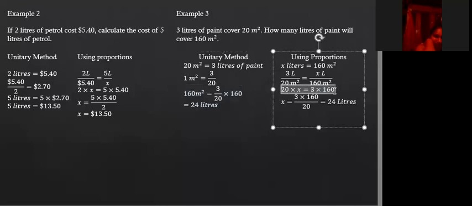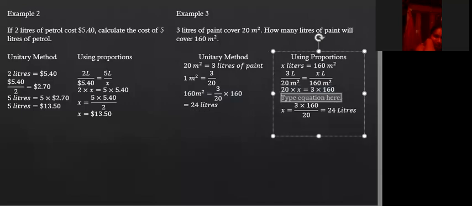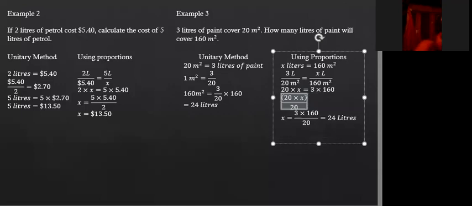So what I'll do here is I'll show you. They have 20 times X over 20 is equal to 3 times 160 over 20, right?